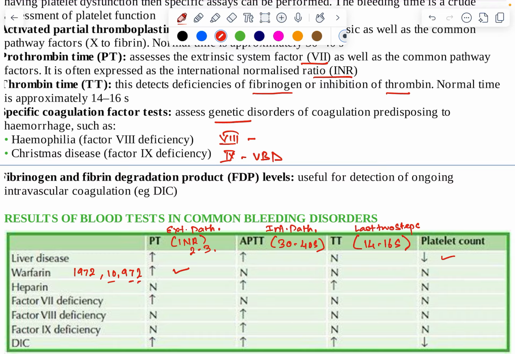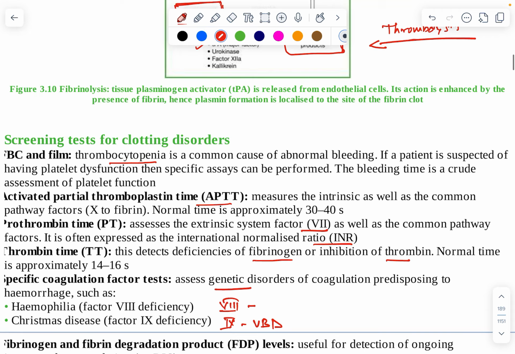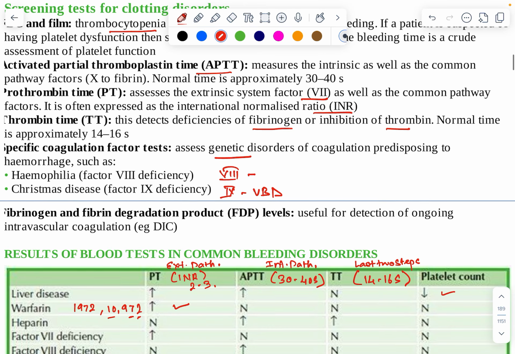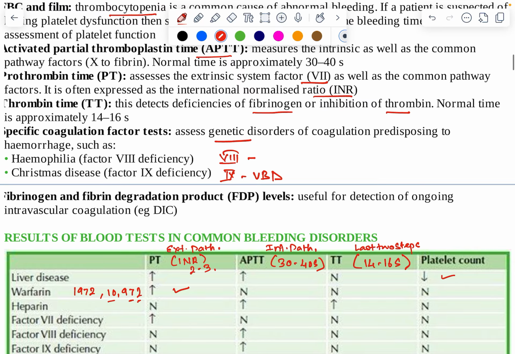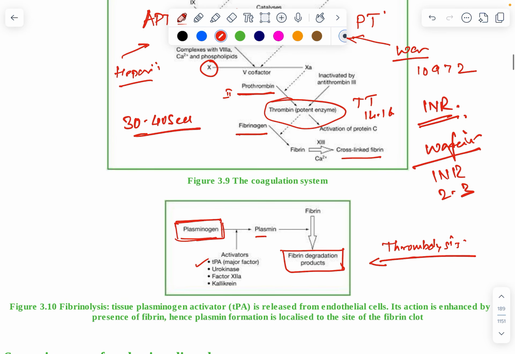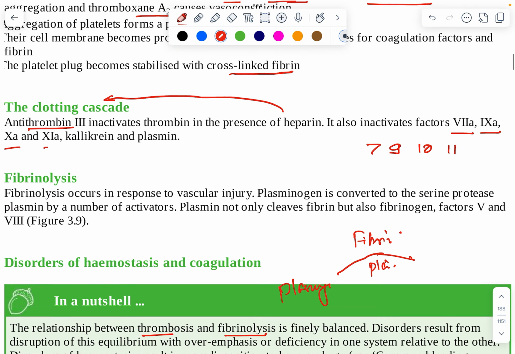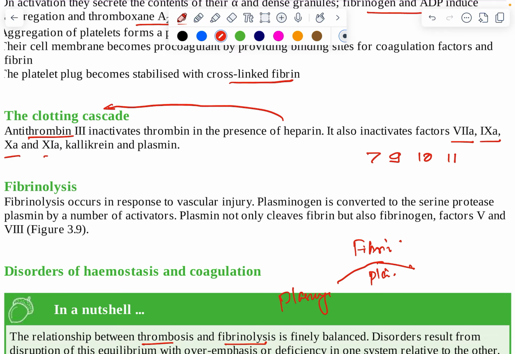So in contrast to this, heparin is acting on all the factors of the intrinsic pathway. So it starts from activation. Heparin's action is on factors 12, 11, 10, 9, 7.